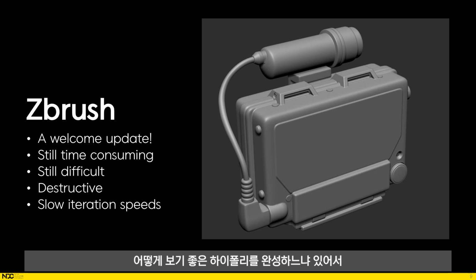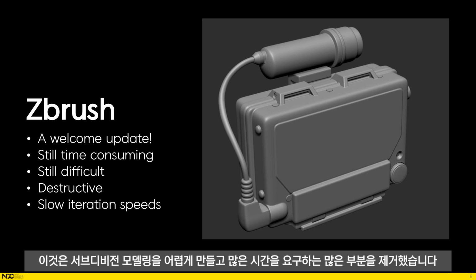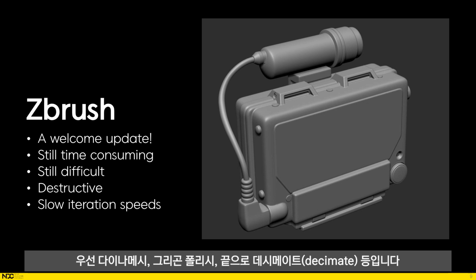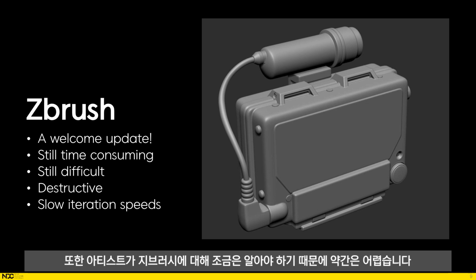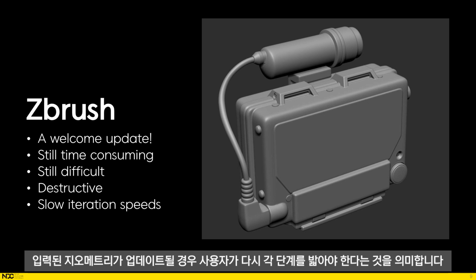Probably the second most common workflow, which really provided a meaningful change in how to achieve good-looking high polys, was using Dynamesh and polish in ZBrush. It got rid of a lot of what makes subdivision modeling difficult and time-consuming. The artist no longer had to care about the underlying topology of the mesh, and the process can be broken down to simple mechanical steps. First Dynamesh, then polish, then decimate, etc. The problem though is that it's still time-consuming. The user still has to go through the steps for each part of the asset, and it's still moderately difficult since the artist needs to know a bit of ZBrush. And more importantly, the process is destructive, meaning the user has to go through each step again if updates are made to the input geometry.